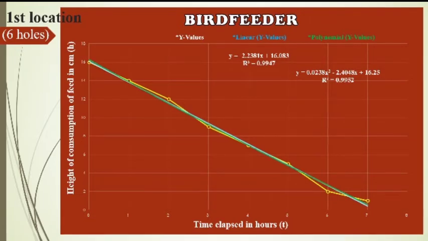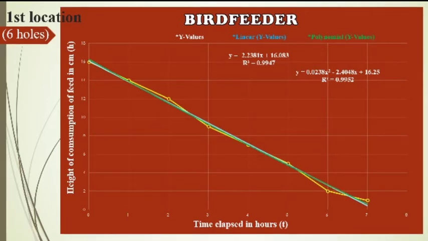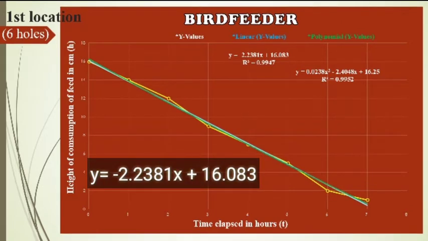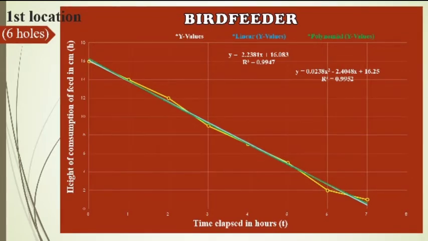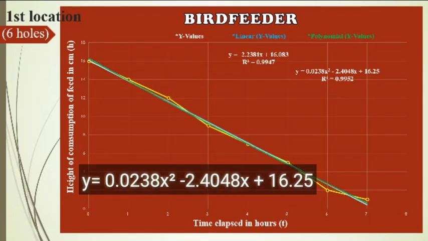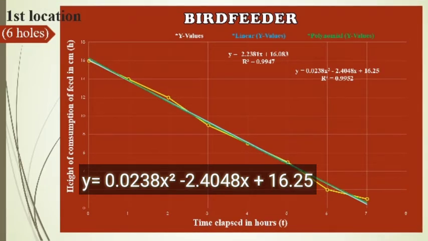And now for our scatter plot. For our first location that has 6 holes, we use both linear and polynomial curve fitting. For our linear, we have y equals negative 2.2381x plus 16.083. And for our polynomial, we have y equals 0.0238x squared minus 2.4048x plus 16.25.